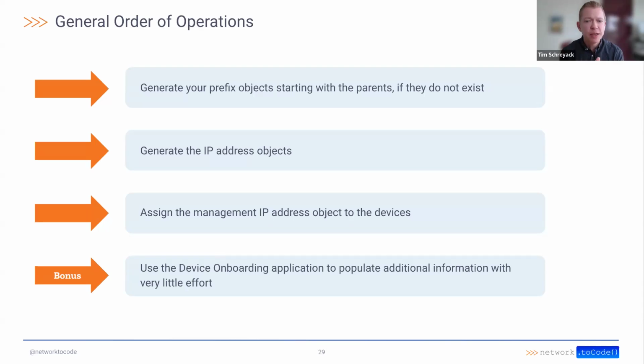A little extra bonus step: it is possible to use the device onboarding application to populate additional information with very little effort compared to, say, doing these things by hand. So as we get this initial data into Nautobot, now we can use the device onboarding app to go discover additional IP addresses, additional VLANs, and automatically create those within Nautobot, once we have that hierarchy created and the management IPs added to our devices, right? A key step: the device onboarding app is going to require those management IPs on your devices for it to function. So just keep that in mind as we go through that process there.